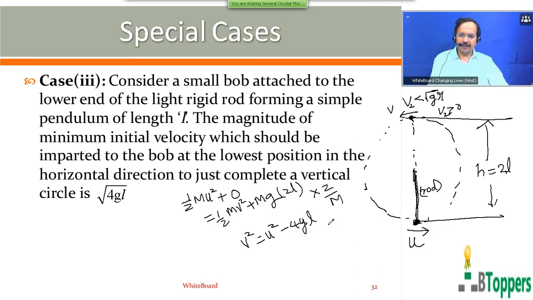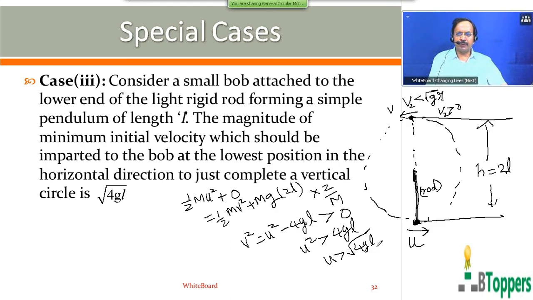So to complete a vertical circle, v square should be greater than 0, or u square should be greater than 4gl, or u should be greater than root 4gl. So the minimum initial velocity which the bob should be given at the lowest position in this case to complete a vertical circle is only root 4gl, but not root 5gl.